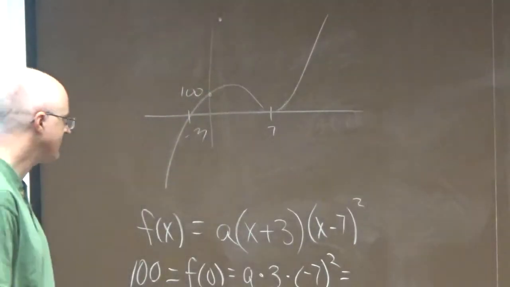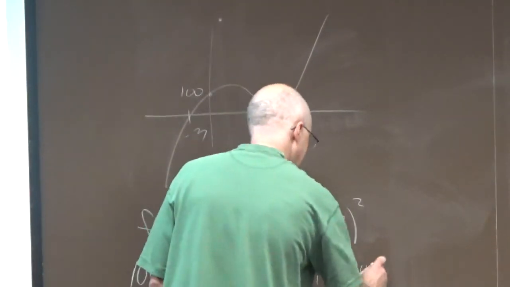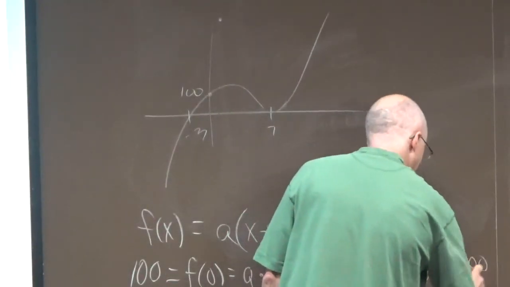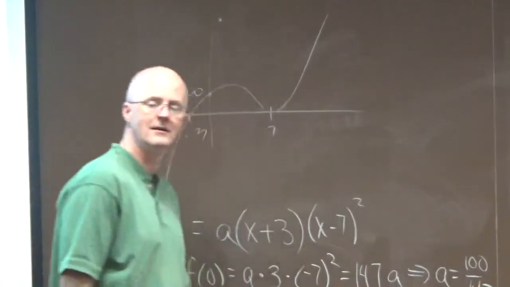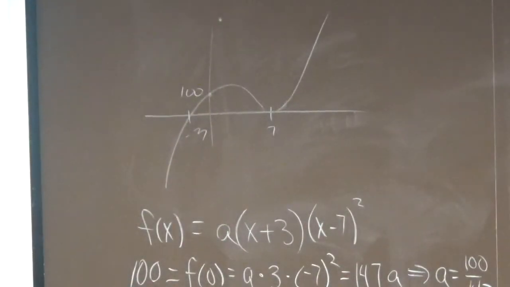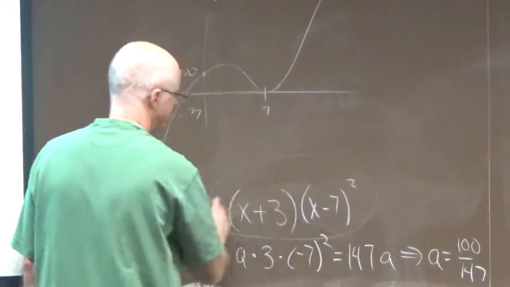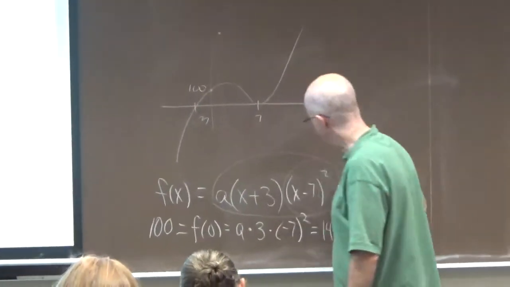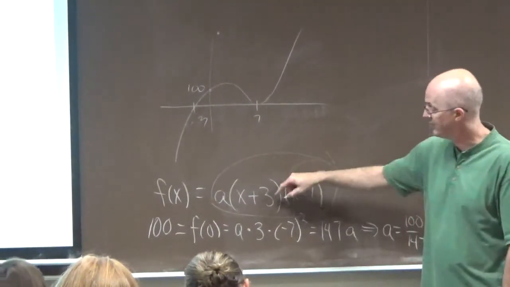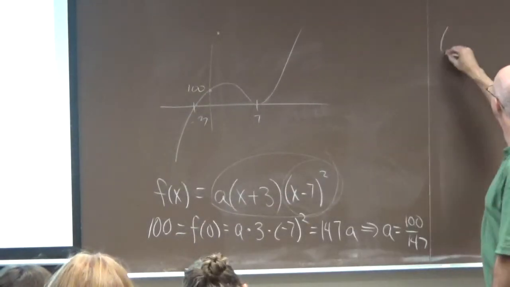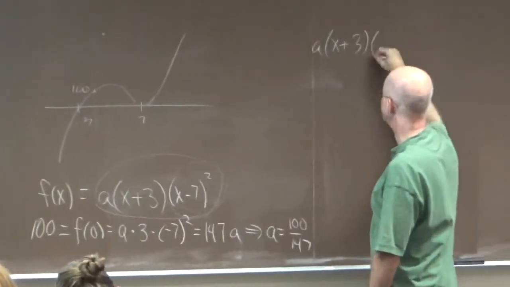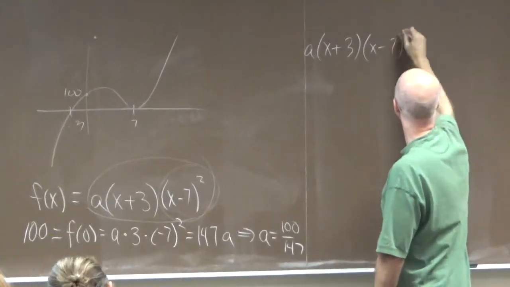-7 squared is 49. 49 times 3 is 147. A would be 100 over 147 for this example. Then you should be able to multiply this out. I'm not going to take the time to do that, but you should be able to expand that out. With this part, you would FOIL, and then you'd multiply it by x plus 3. Actually, let me go ahead and just expand out the part that does not include the a. I'll put the a in front here. I guess I should do this.